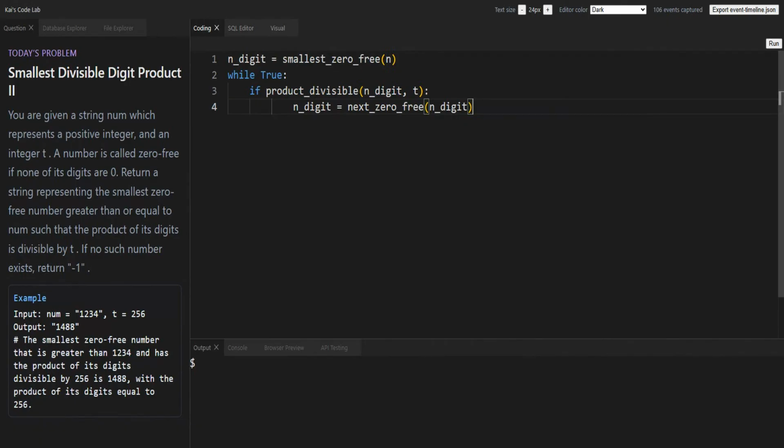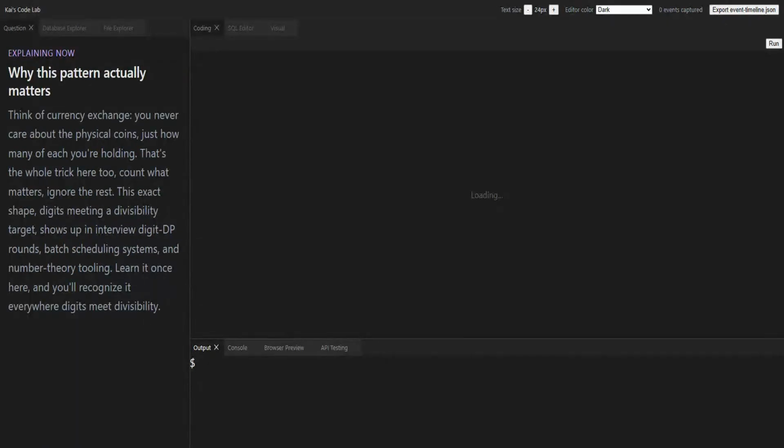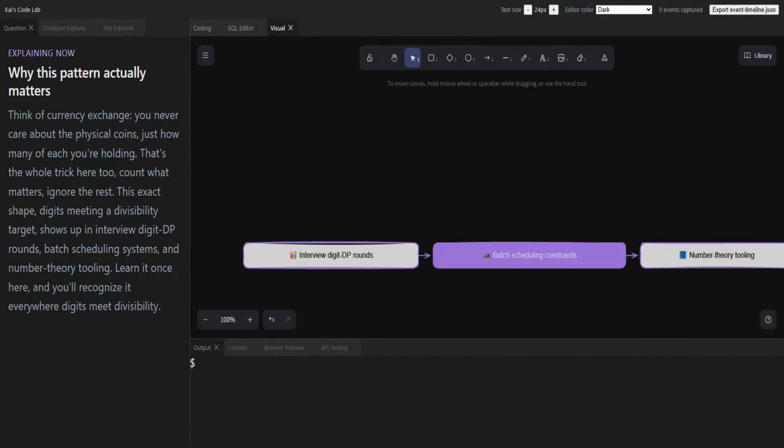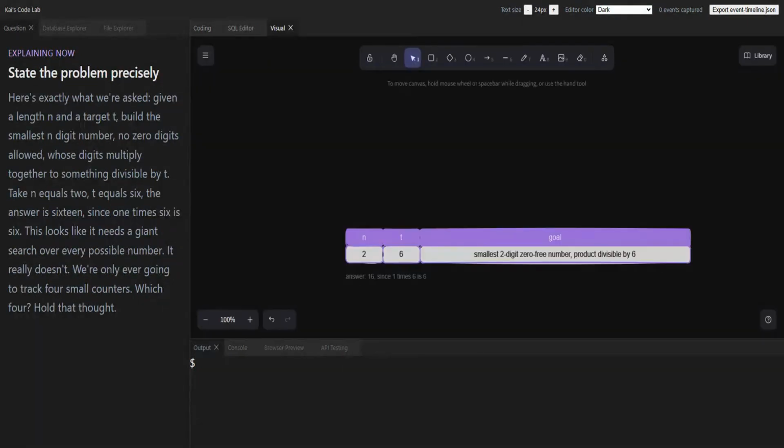Let's break down what we are actually being asked. Think of currency exchange. You never care about the physical coins, just how many of each you're holding. That's the whole trick here too. Count what matters, ignore the rest. This exact shape, digits meeting a divisibility target, shows up in interview digit DP rounds, batch scheduling systems, and number theory tooling. Learn it once here, and you'll recognize it everywhere. Digits meet divisibility.